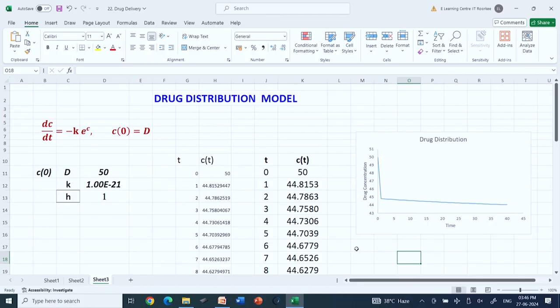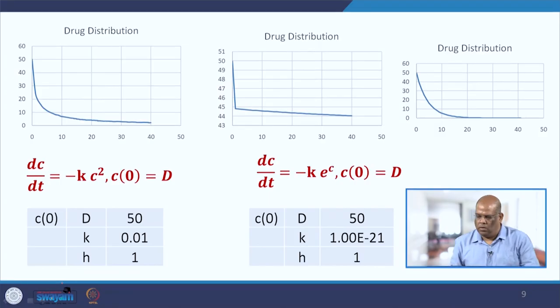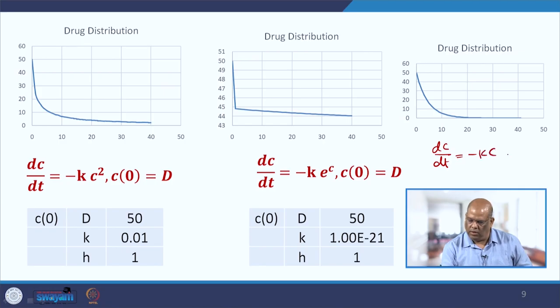So let us go back to the slides again and compare. So as you can see that here we have three graphs. This one is dC/dt equal to minus k times C. We have kept the same concentration C0 equal to 50, and the value of k also same here, it is 0.01. So if you see this particular plot with the law minus kC, you can see that it starts with the concentration 50 and gradually goes down to 0.